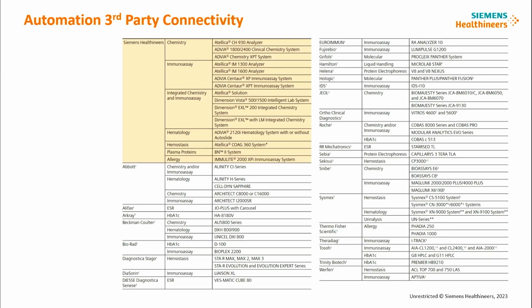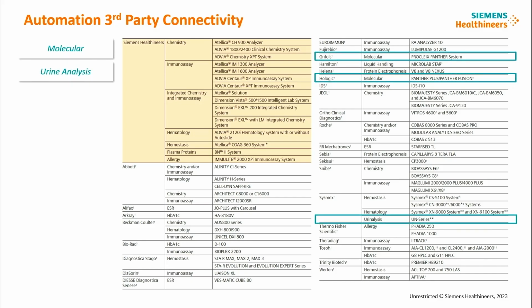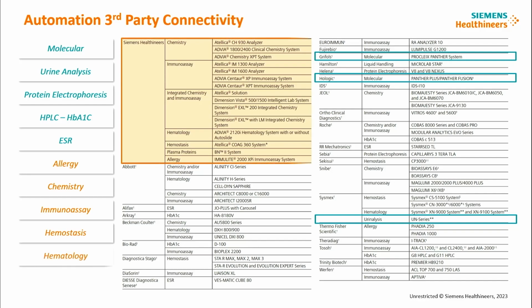And also when we talk about third-party connectivity, we have the largest third-party connectivity for Siemens because our automation is open. We can connect Siemens and non-Siemens analyzers. We can connect molecular. We can connect urine analysis. We can connect electrophoresis, HbA1c, ESR. And also we have all the 4 main pillars from Siemens. We have chemistry, immunoassay, serology, hematology, coagulation, and we have the unique allergy and plasma protein that can be connected also to the track.